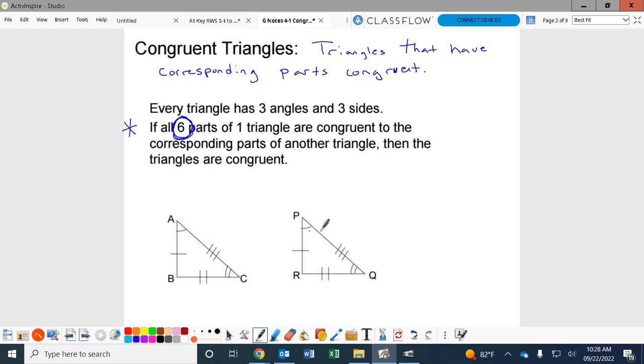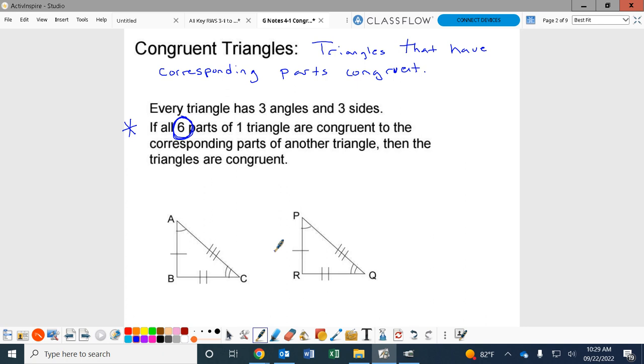Angle A would have to match up with P. C down here would have to match up with Q. The side AB has to be congruent to the side PR. Everything has to match up and be congruent. So I'm going to say it one more time. In order for them to be congruent, all 6 parts have to match all 6 parts. That's the definition of congruent triangles.